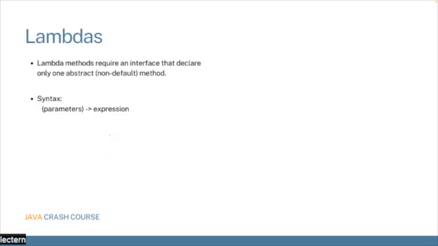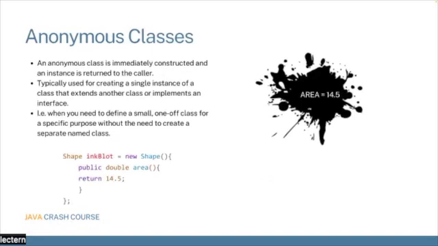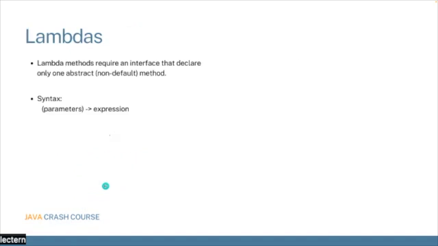And lambdas are pretty similar as well. But if we go back to anonymous classes, I could have defined more methods under here. In lambdas, these are only used for interfaces that only declare one abstract method. So they can only have one method that's non-default.